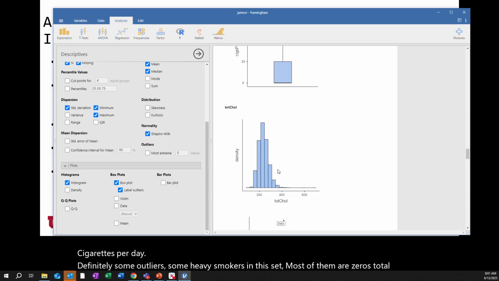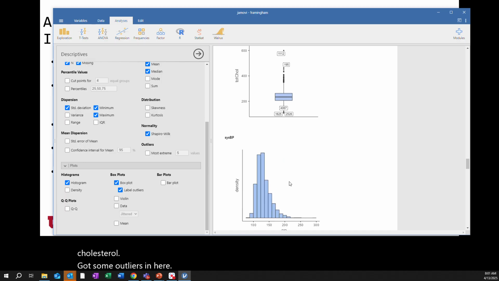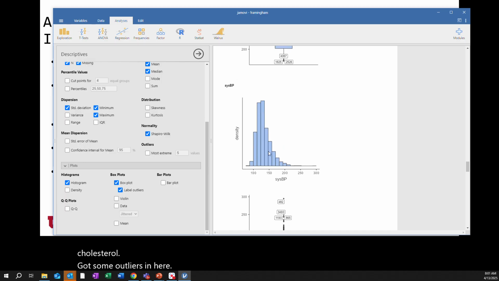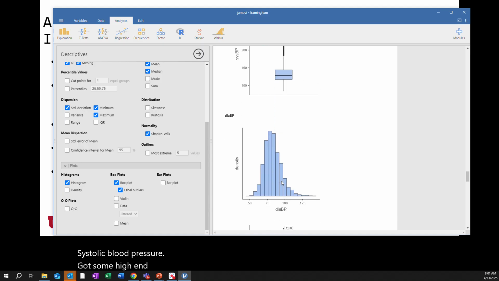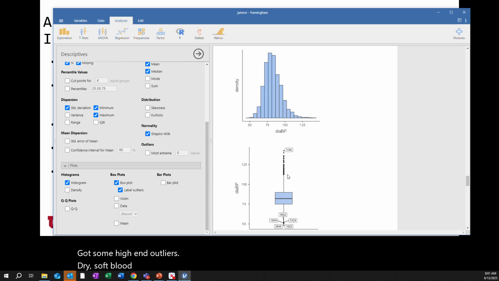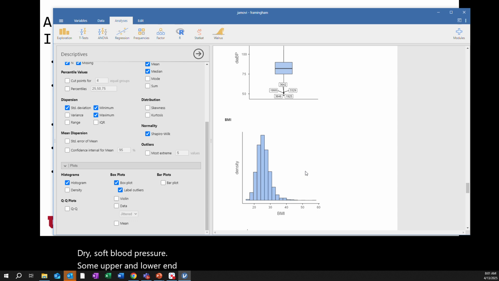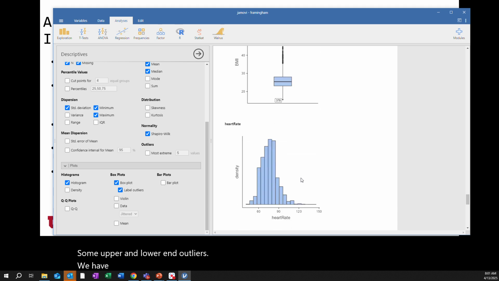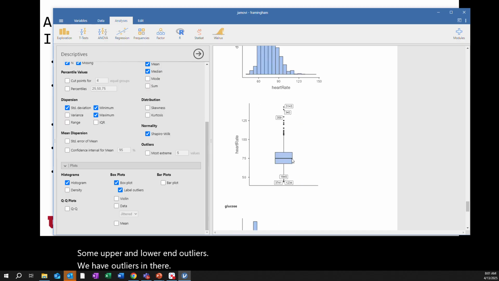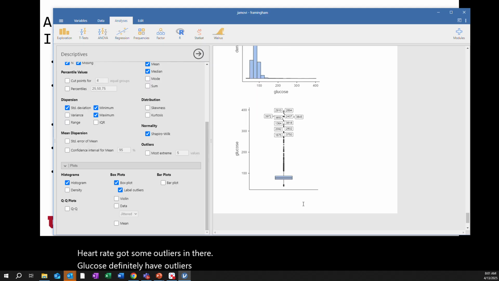Total cholesterol. Got some outliers in here. Systolic blood pressure. We've got some high-end outliers. Diastolic blood pressure. Some upper and lower end outliers. BMI. We have outliers in there. Heart rate. Got some outliers in there. Glucose. Definitely have outliers in there. So that's good to look at.